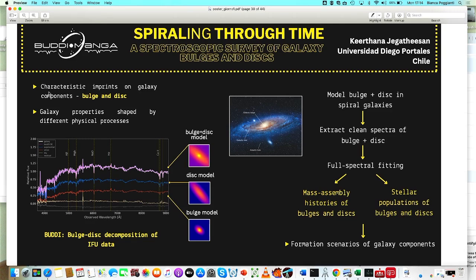This Budimanga sample is by far the largest sample of such bulge and disk spectra to date. It covers a wide range of morphology from ellipticals to spiral galaxies, and I'm focusing on spiral galaxies in this project. With the spectra, we perform full spectral fitting, extract the stellar populations of the bulges and disks, and reconstruct the mass assembly histories of these components. From there, we can try and constrain the different formation scenarios that we see in spiral galaxies.